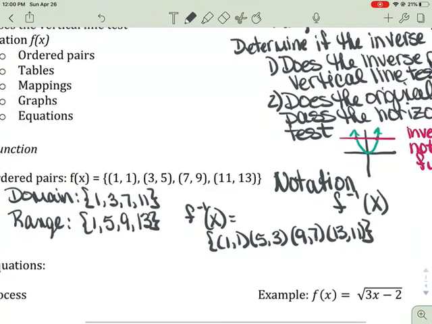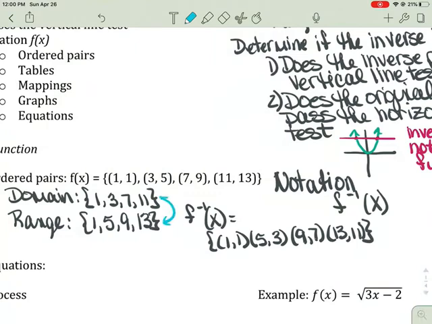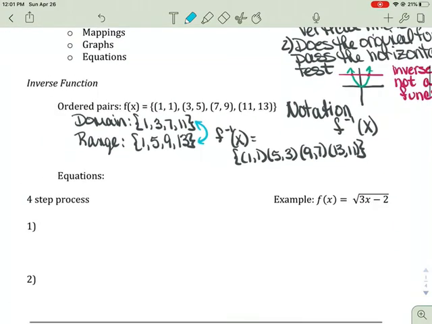Okay, notice that the domain became the range and the range became the domain. It just so happens that this particular function's inverse is also a function. So all we're doing is switching the x and y's. As we work through this, we'll take a look at what the graphs look like. But for now, just think of it as, I'm going to take the x and y's and they're going to change positions. Okay, so let's talk about equations.